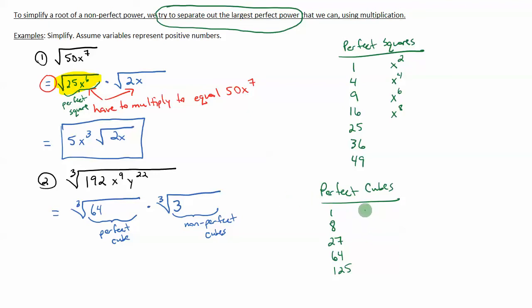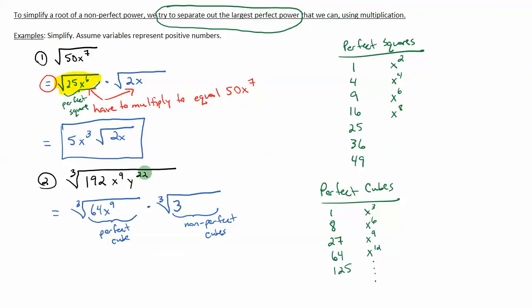Okay? Alright, now I need to look at my variables, and I'll use x, but it also applies to any variable. So x cubed is x cubed, x to the second cubed is x to the 6th, x to the third cubed is x to the 9th, x to the 4th cubed is x to the 12th, and if you recall now, these are all multiples of 3. So that means x to the 9th, this entire piece, is a perfect cube. So I put all of my x's under my perfect cube radical, and no x's under my other one, because I've got all my x's taken care of.